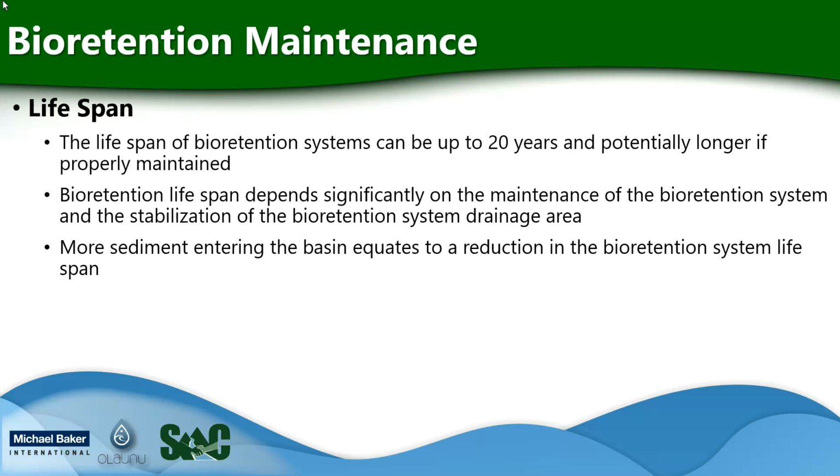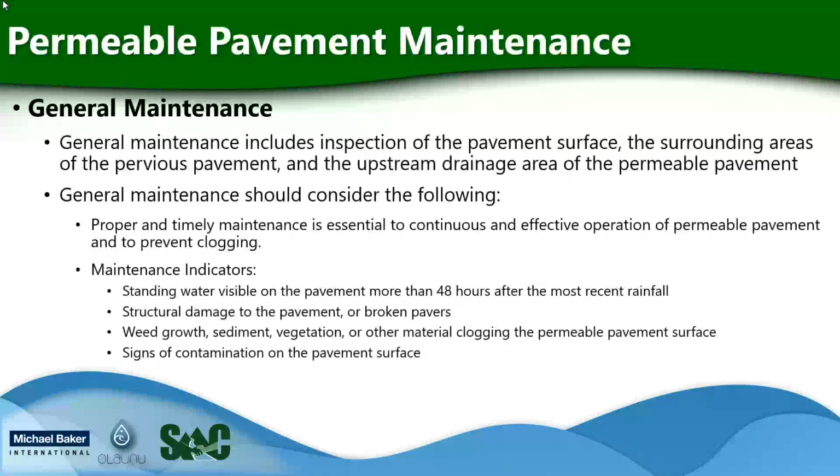So as far as maintenance occurring, proper and timely maintenance is essential to continuous effective operation of permeable pavement and prevent clogging. Your maintenance indicators include standing visible water on the pavement for more than 40 hours after a recent rain event, structural damage, and weed growth, sedimentation, vegetation, and other material clogging the permeable pavement surface. Signs of contamination on the permeable pavement surface is also an indicator that maintenance needs to occur.